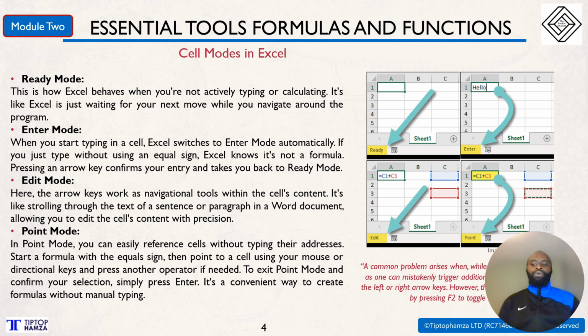Now, a common problem that arises while you are working in cell reference is to mistakenly trigger additional cell references by using the left or right arrow keys. However, this issue can be swiftly fixed by pressing F2 on your keyboard to toggle the mode. We'll see the differences in these modes as we start the hands-on session in this module.